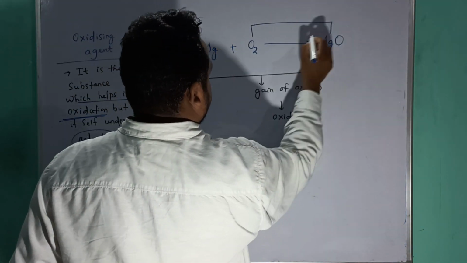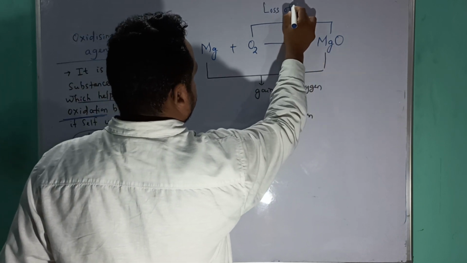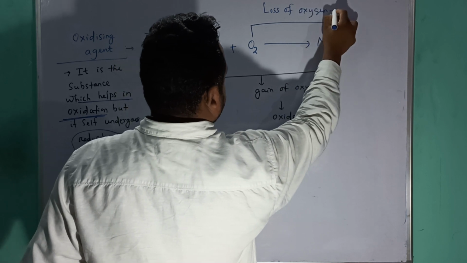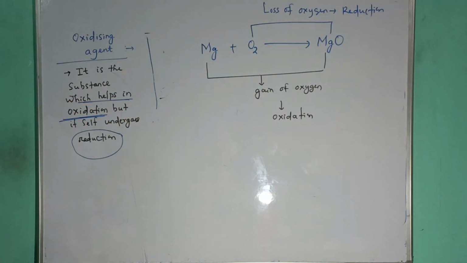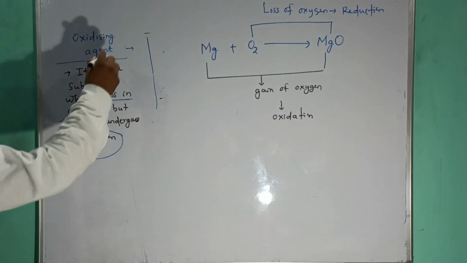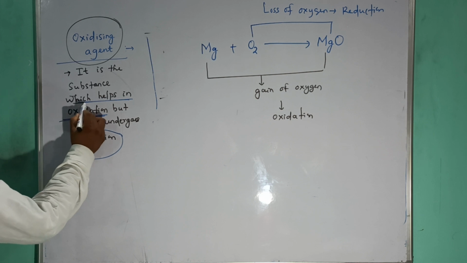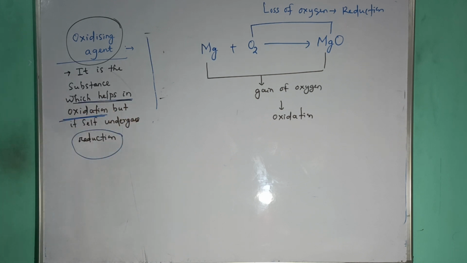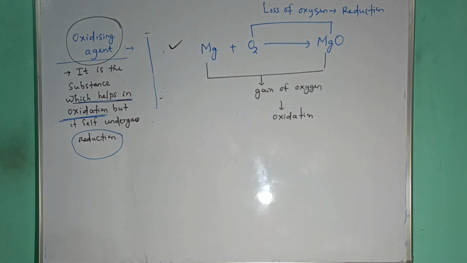What happened to two oxygen? Here one oxygen, loss of oxygen, that is your reduction. Clear? तो what is oxidizing agent? ऑक्सीडेशन में हेल्प करेगा, बट खुद का क्या होगा? रिडक्शन होगा. तो इन दिस रिएक्शन व्हिच सब्सटेंस अंडरगोज रिडक्शन?